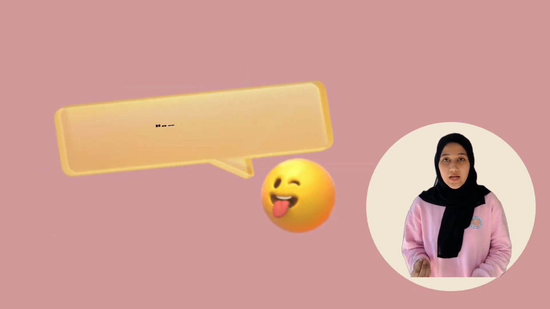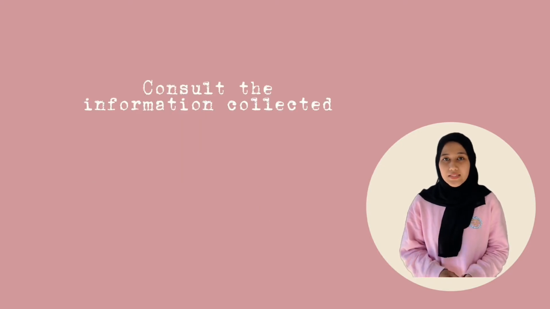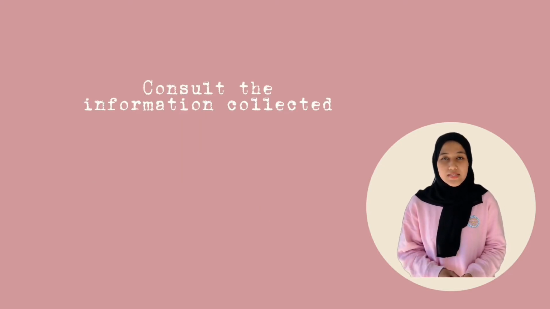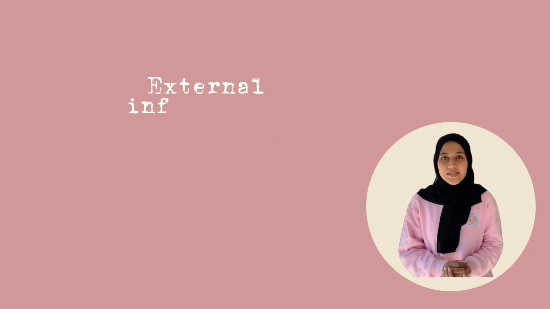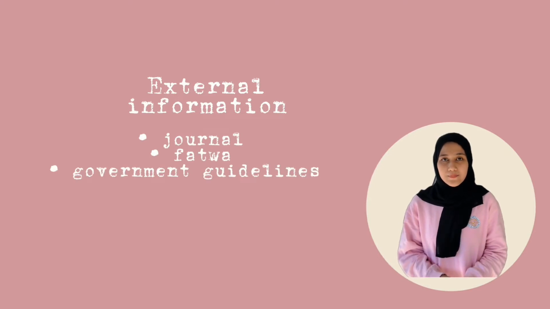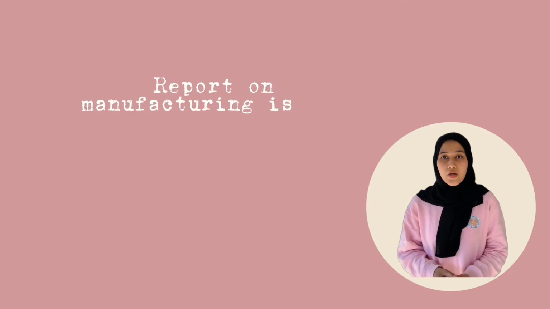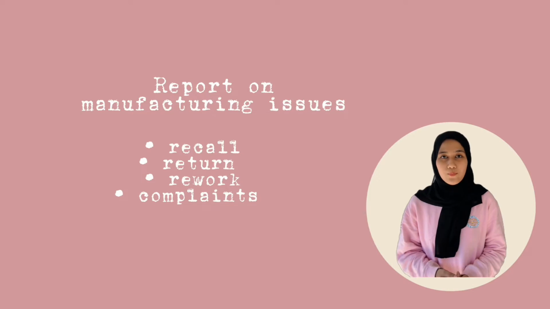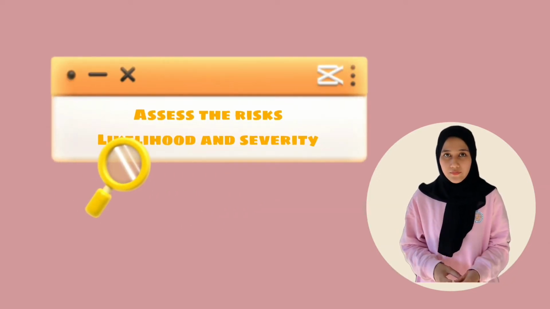How to identify halal traits? To identify halal traits, consult the information collected for materials and processes such as process flow layout. Next is external information from a journal, fatwa, and government guidelines. Consider the employees' knowledge and experience. Report on manufacturing issues like a recall, return, rework, and complaints. Finally, assess the risk, likelihood, and severity.